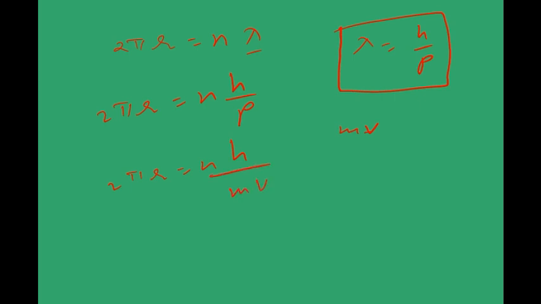And when I send these terms, m and v, to the left side, I'll get mvr is equal to nh by 2 pi. Interesting, right? mvr is nothing but angular momentum, and that is nothing but an integral multiple of h by 2 pi. That is what we proved. And hence, you can say that quantized electron orbits and energy states are due to the wave nature of the electron. So this is the explanation given by de Broglie for the second postulate of Bohr's atomic model.